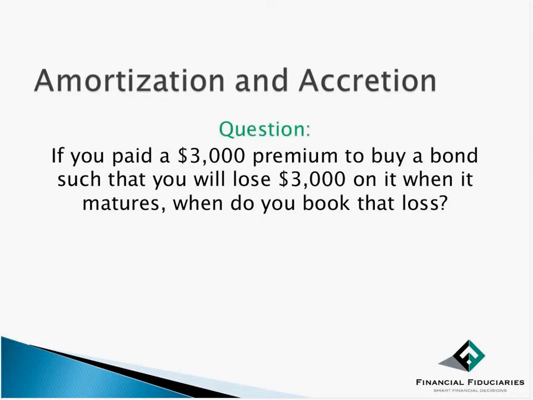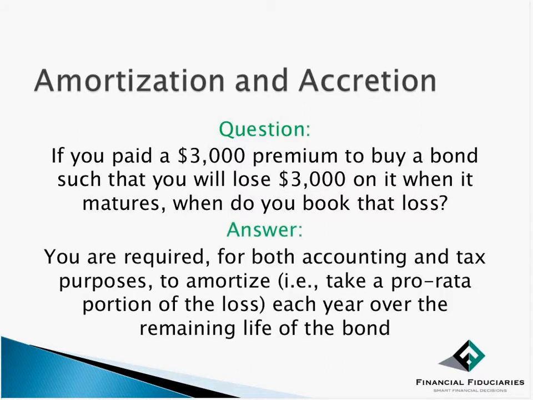If you paid a $3,000 premium to buy that bond, and you're going to lose that $3,000 when it matures, the question is, when do you book that loss? And the answer is, you're required for both accounting and tax purposes to amortize that loss each year over the remaining life of the bond. So, in other words, you're going to lose $3,000.